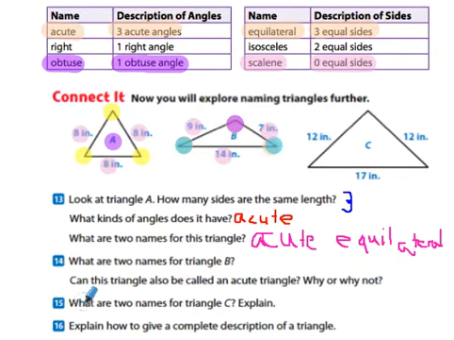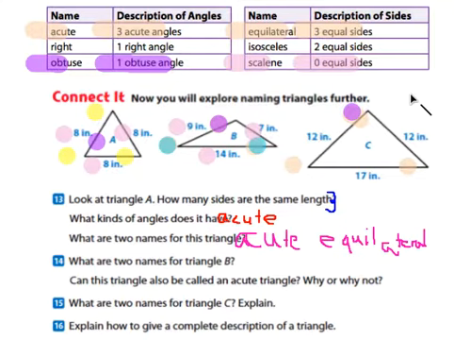Let's look at number 15. What are the 2 names for triangle C? All right, let's look at triangle C here. Well, let's look at the angles first. I see 3 angles, as I should, because it's a triangle. All triangles have 3 angles. And let's identify those angles. Well, what do you think about this angle here? Do you think it might be a right triangle? Let's test it. If you are not sure, let's test it.